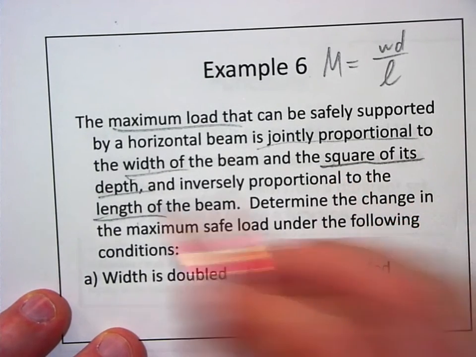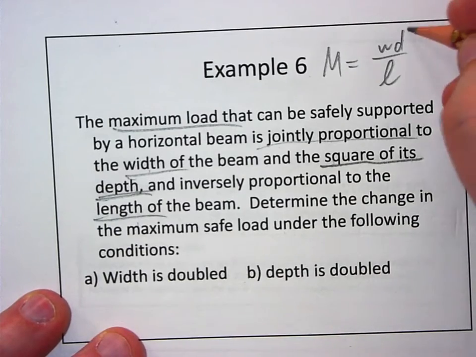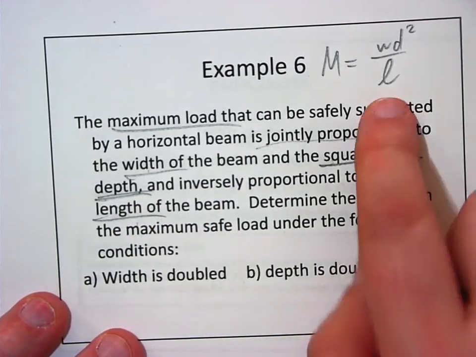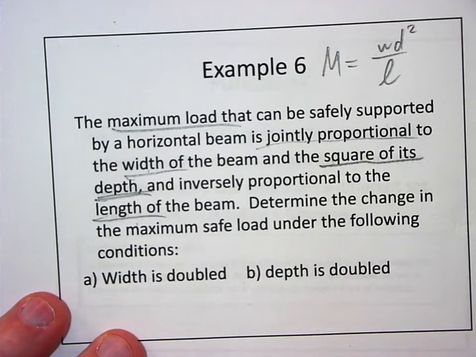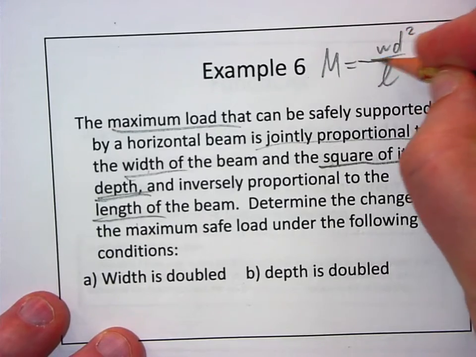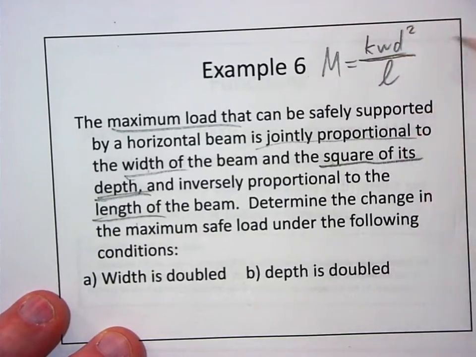Yeah, it's the square of its depth. So the D is the only thing actually squared. The width of the beam is just a direct variation. The length of the beam is that inverse variation. The depth of it gets squared. And then the K value, you can put it out front, but honestly I just usually put it in the numerator.